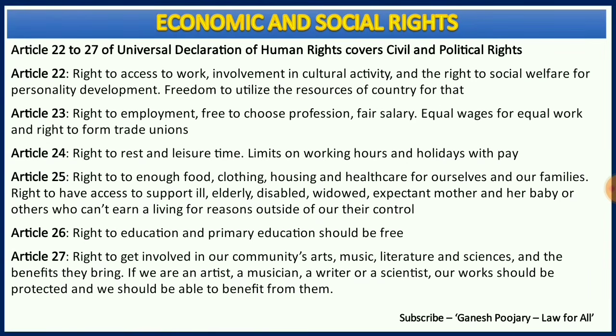Then come the economic and social rights, from Article 22 to 27. That means 6 articles of the Universal Declaration of Human Rights 1948 discuss the different economic and social rights that are available to every individual in this world. Article 22 discusses the right to access work, involvement in cultural activity, and the right to social welfare for personality development, and freedom to utilize the resources of the country for that.